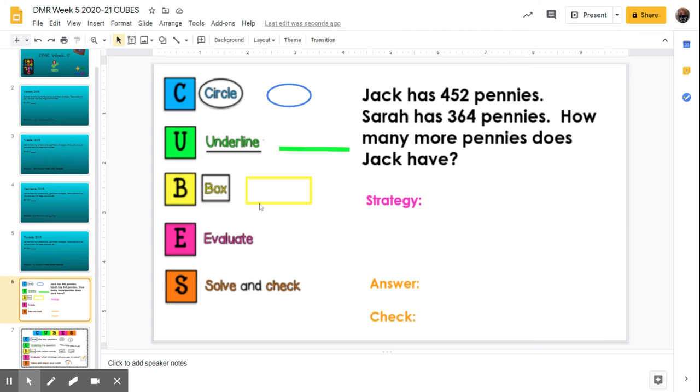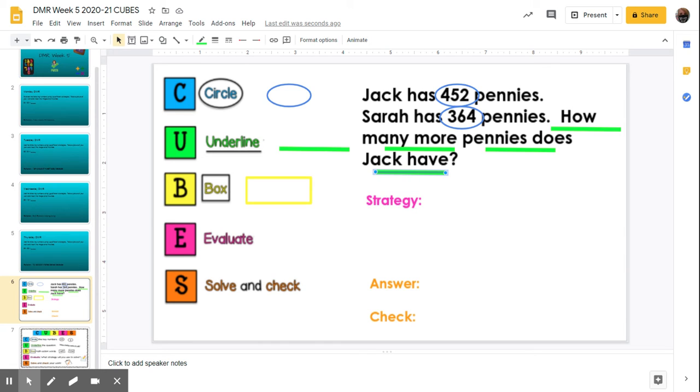All right. So, like we said, the C stands for circle the numbers. So you're going to take this circle right here and drag it over to circle the numbers. And you just have to drag the circle, okay? U means underline the question. So you're going to drag this line over to underline the question. Then the B means box the keywords.